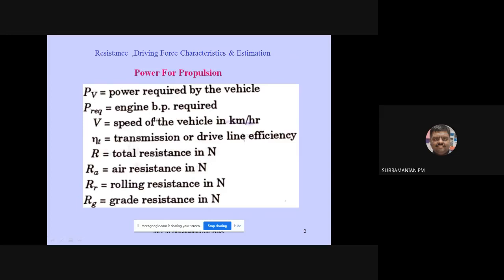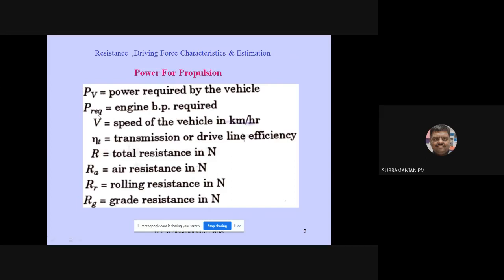So what will happen? Engine brake power is 100 kilowatt. Power at the vehicle will be, power available, I can't say power required. Power available at the vehicle will be 80 kilowatt. Okay. This 80 kilowatt is the power available at the vehicle. This 20 kilowatt difference has been lost in the transmission. Okay, due to friction or whatever factor, it may be lost.